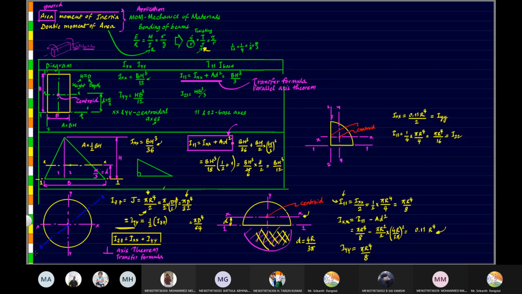Any doubts here? Everything is clear? You should learn by heart all these formulae that we have written here. You should be able to tell IXX, IYY. Those two are specially important. If you remember IXX, IYY using the transfer formulae, you can find moment of area about any other axis. Okay? IXX, IYY, those two are very, very important.